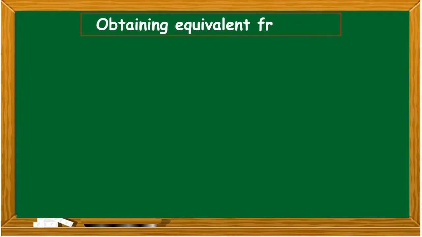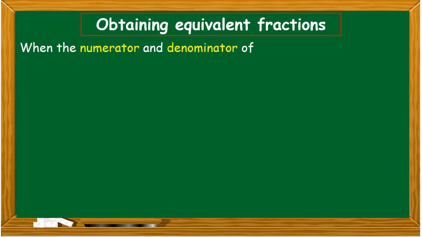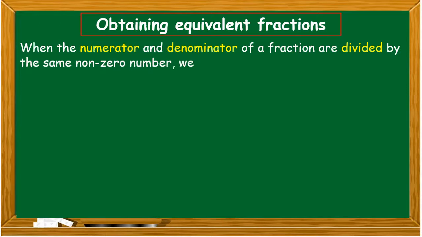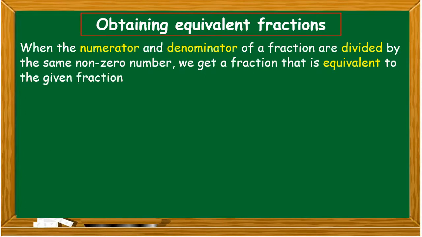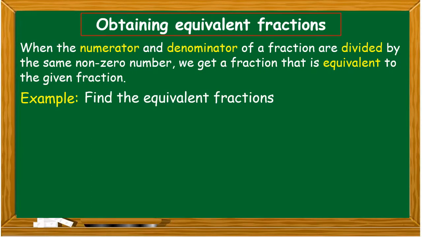Let us see one more method to obtain equivalent fractions for a given fraction. When we divide the numerator and the denominator of a given fraction by the same number, we obtain its equivalent fractions. Now, let us solve an example. Find the equivalent fractions of 6 upon 12.